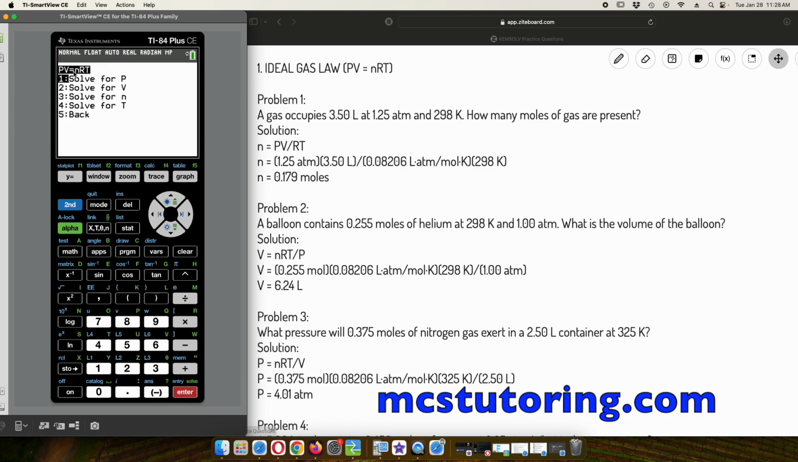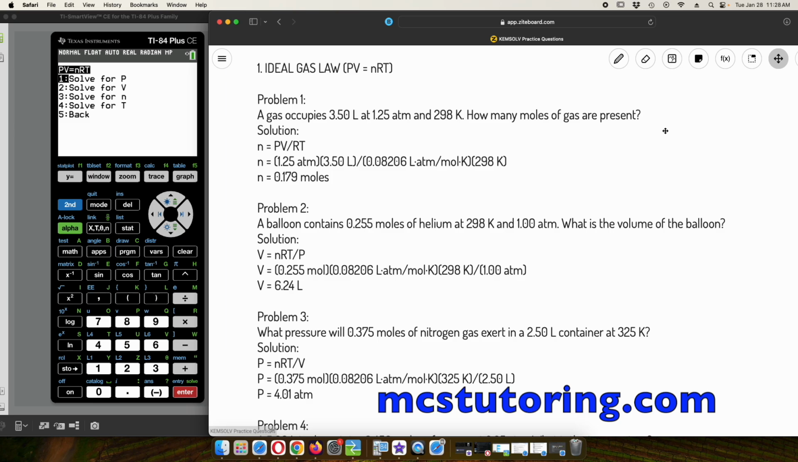If you're not familiar with what the ideal gas law is, it shows PV equals nRT. P is for pressure, V is for volume, N is for number of moles, which can be a little bit tricky. R is a constant, and it varies depending on the units you're given, so you'll see how that ties in. And T is temperature in kelvins. So let's go through this.